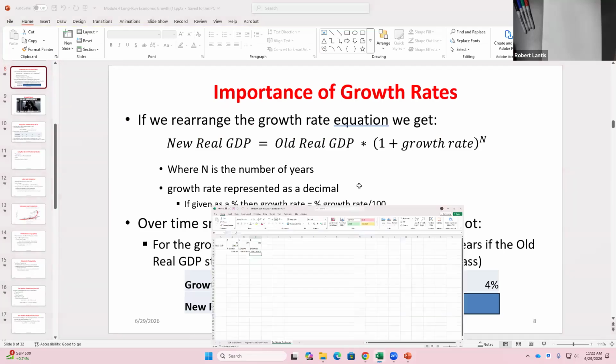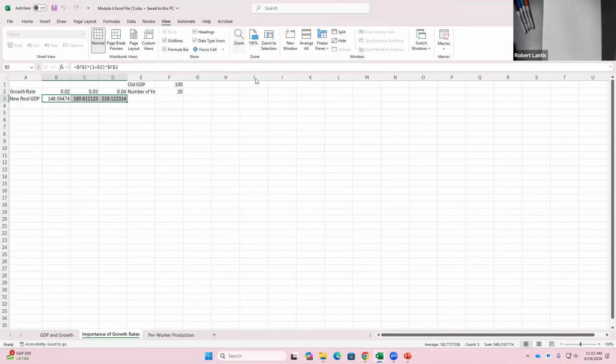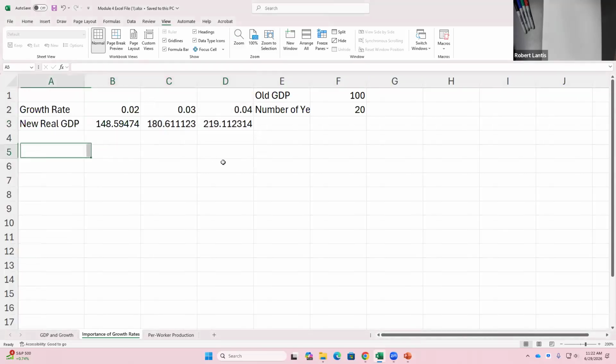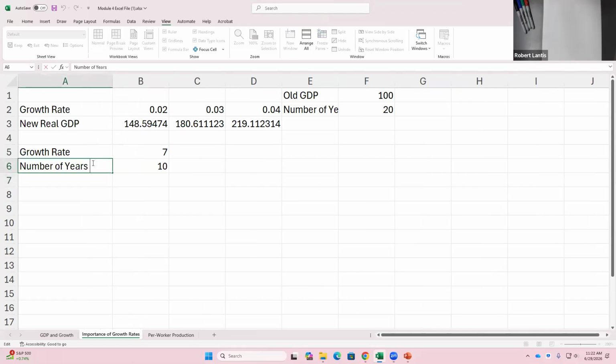I'll use Excel to be my calculator here. We're looking at the importance of growth rates. Let's zoom in a little bit here to make it easier to follow along with what I'm doing. So let's assume I had a growth rate of 7%. And the number of years I'm trying to make the prediction for, or N, is 10. And just to make this a little easier, let's say the old real GDP was 100.